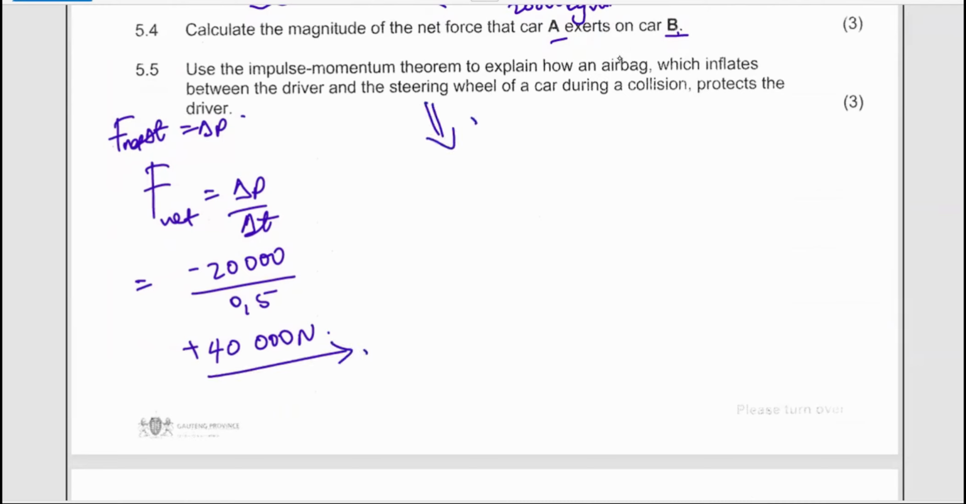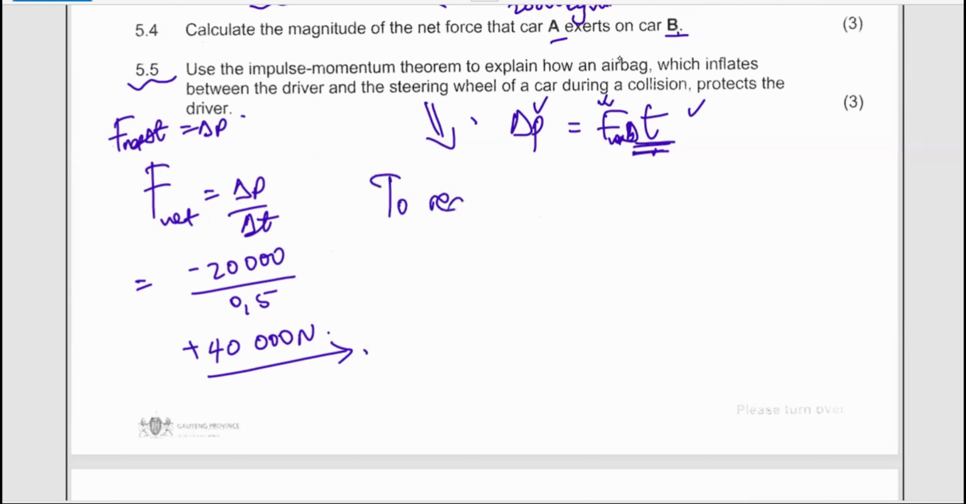Then 5.5, use the impulse momentum theorem to explain how the airbag works. Now we know that the change in momentum must give us F net delta T. This is the impulse, and that is the change in momentum. So one thing that happens with the airbags of cars is that the aim is to increase the time of contact between the airbag and the driver so that the force will decrease.